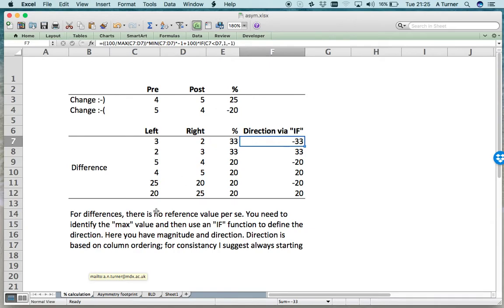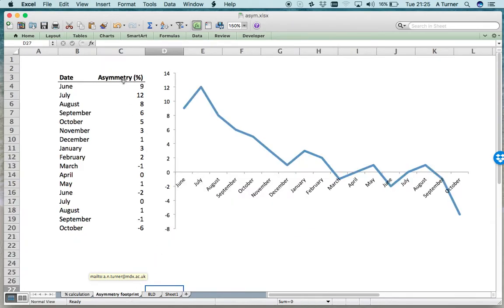Now that enables you to plot the asymmetry over time, and here would be scores where the athlete is right side dominant, and here would be scores where the athlete is left side dominant. So again, you can track the magnitude of asymmetry and the direction as well over time.